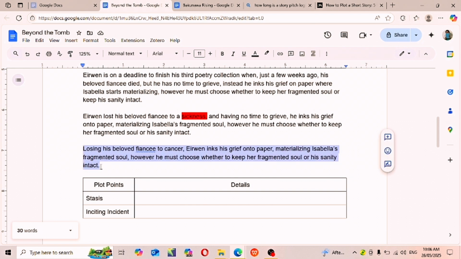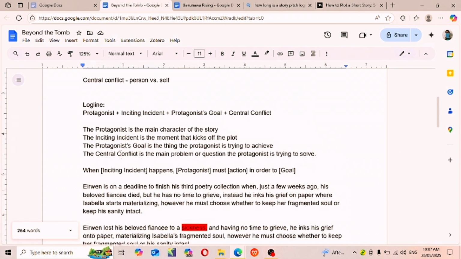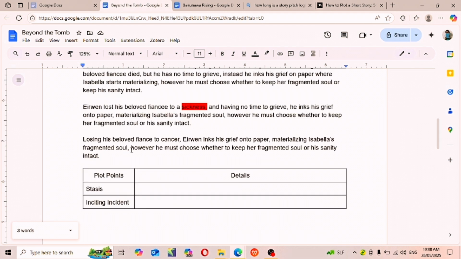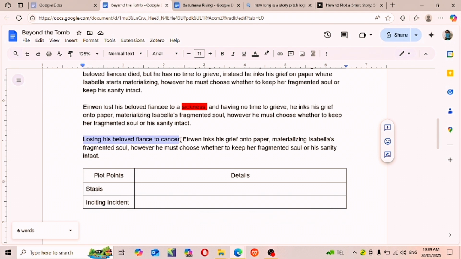I don't know if I want to keep cancer as the cause of Isabella's death. I'm not so sure. I might still revise that after I'm done with the whole story, but for now I know what is happening. The central conflict is person versus self. Between himself, there's the logical, rational part and the irrational part of himself that wants to keep her soul. And the rational part of himself is like, you will go to Looney Town if you keep doing this. The inciting incident is, of course, losing his fiance to cancer.